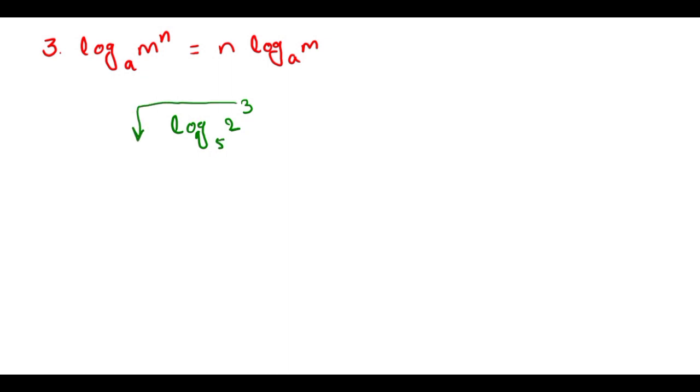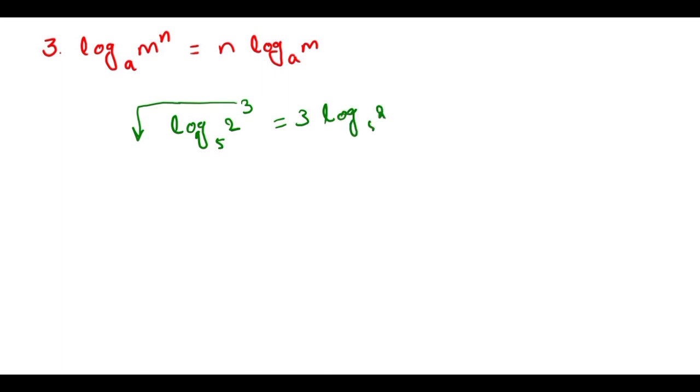That is, prove that log m to the power of n base a is equal to n log m base a. So what about this? This is, for example, you have log 2 cube, or base 5 something. So this 3 you get here. That means we write 3 log 2 base 5.